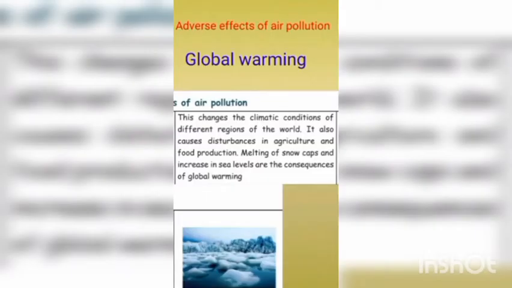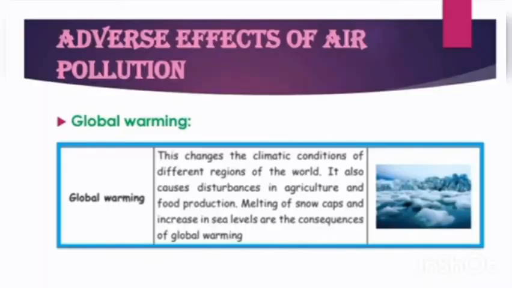Adverse effects of air pollution. Global warming, formation of smoke, formation of acid rain, aerosol formation, ozone depletion. First one, global warming. This changes the climatic conditions of different regions of the world. It also causes disturbances in agriculture and food production. Melting of snow caps and increase in sea levels are the consequences of global warming.